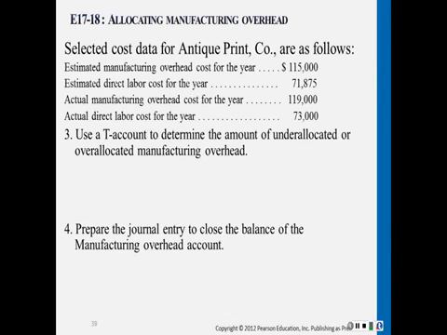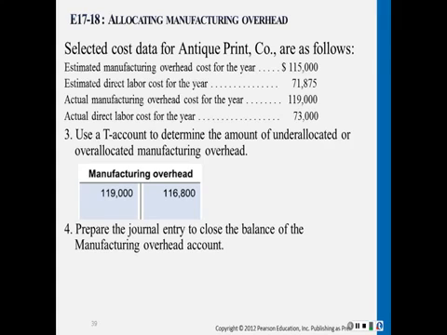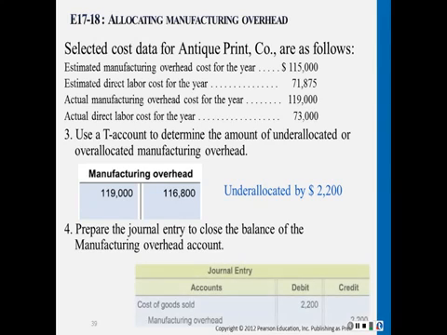Use the T account to determine the amount of underallocated or overallocated manufacturing overhead. Prepare the journal entry to close the balance. The manufacturing overhead, by the way, is underallocated by $2,200. Now to close the balance of the manufacturing overhead account, we debit cost of goods sold for $2,200 and credit manufacturing overhead for the same.